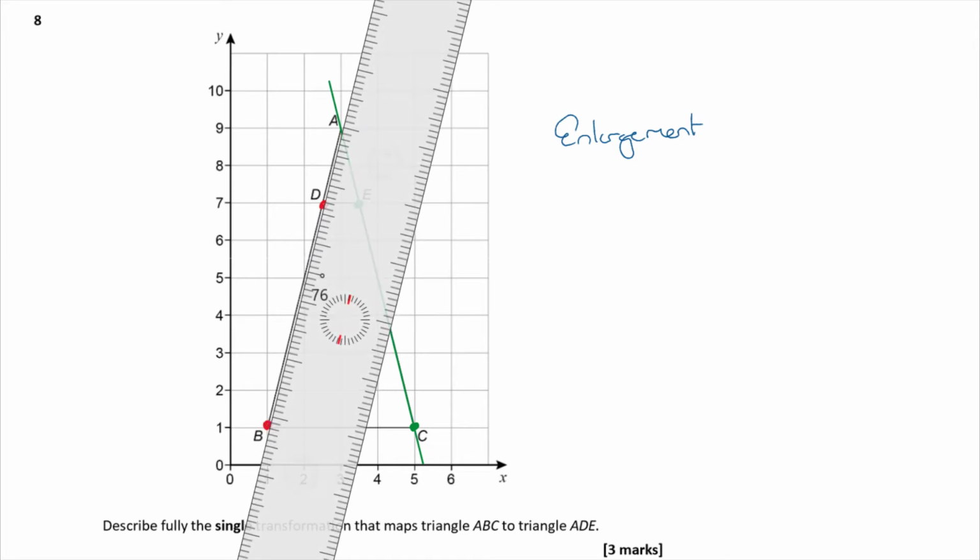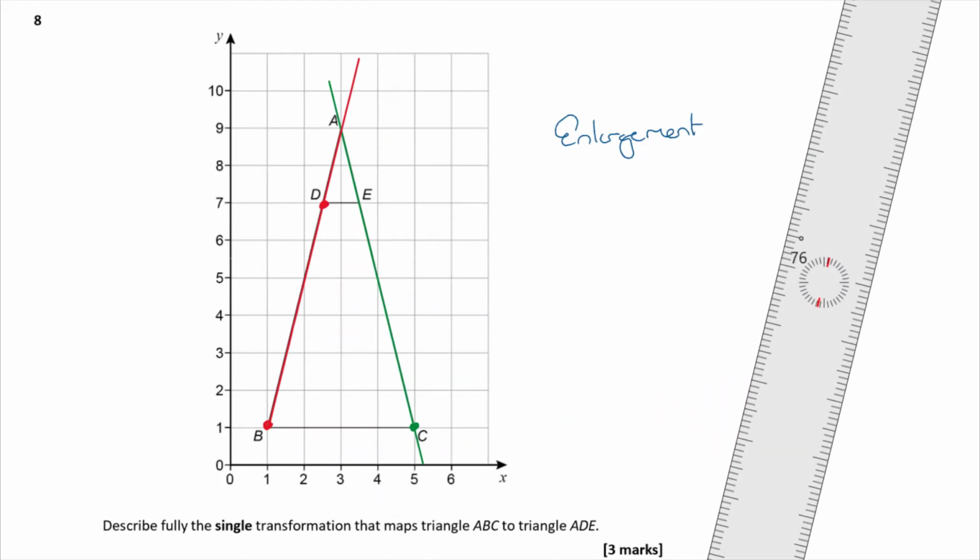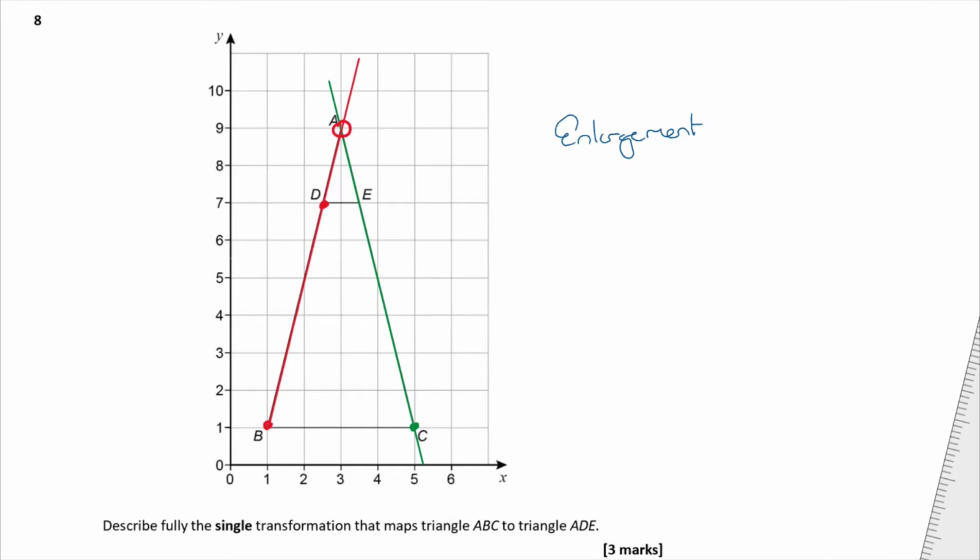Actually, I spotted that straight away because A maps to A. If it's an enlargement and a point maps to itself, then that point has to be the center of enlargement anyway. That's the only point that doesn't move in an enlargement, the center itself. So you should be able to spot that A is the center of the enlargement of this shape. Okay, so this is an enlargement, center, point A, which has coordinates 3, 9. And what is the scale factor?